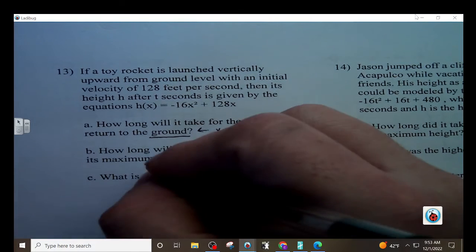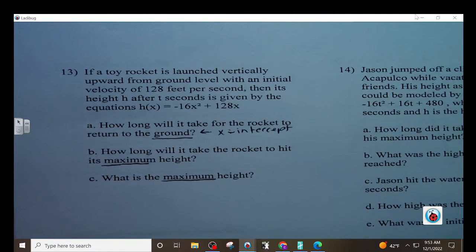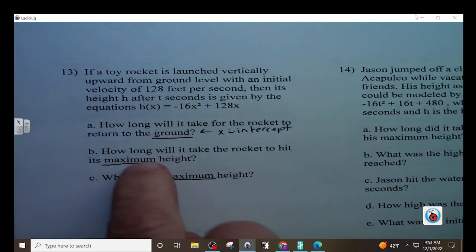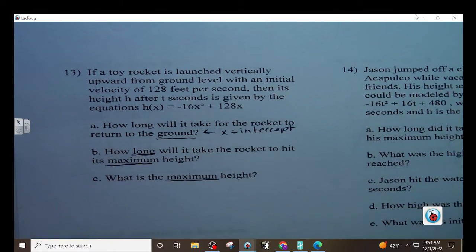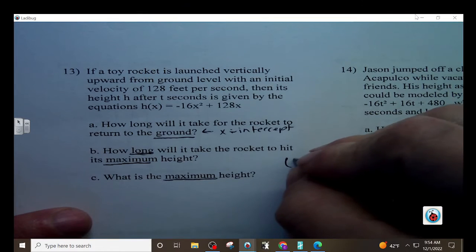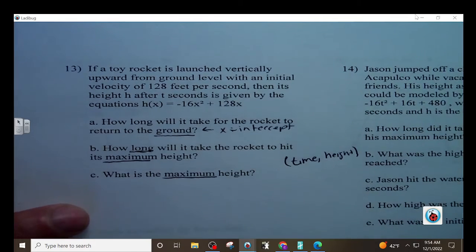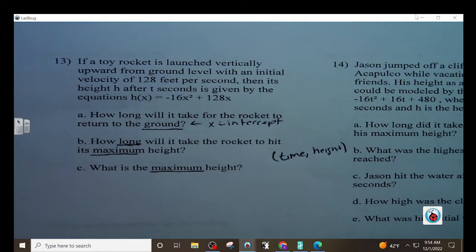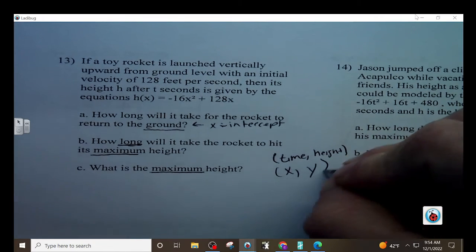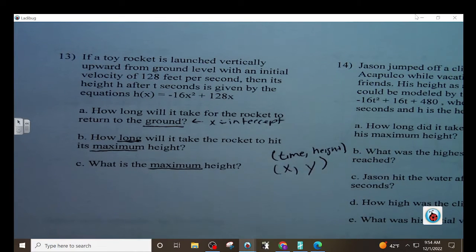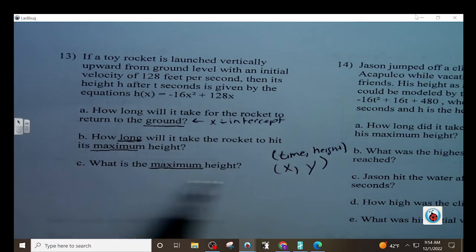Now, guys, notice that B and C has the word maximum in it, so that means what part of the problem am I looking for? Vertex. If you see the word maximum, you're doing something with the vertex. Well, guys, notice that this is how long, so they're asking a time. If you remember on these projectile motion problems, the time is always the x value, always, every time. And your actual height of the object is the y. So you know this is going to be the x value of your vertex. The answer to B, this is going to be the y value of the vertex, which is C.